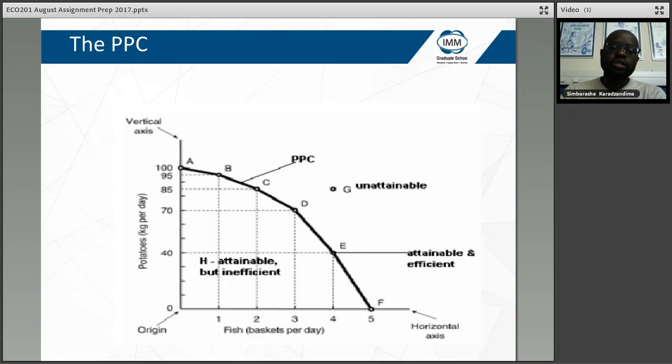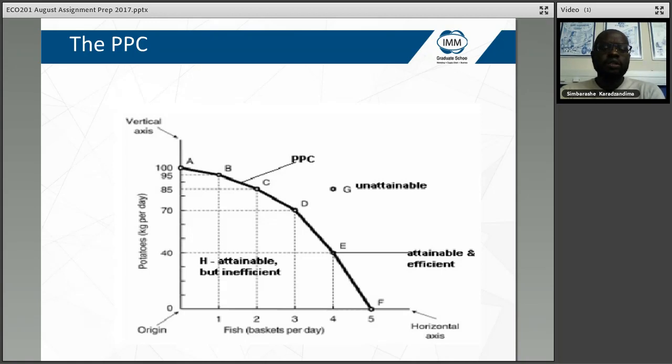Opportunity cost can be defined as the best value of an alternative that could have been taken but was not taken, or the value of the best foregone opportunity. So let's say we are starting from point A, moving to point B. We have to calculate the value of the sacrifice. How many units of potatoes are we giving up to get one basket of fish? So the opportunity cost will be the 5 kgs of potatoes that we are going to sacrifice, the difference between 100 and 95. That is the opportunity cost of moving from point A to point B.